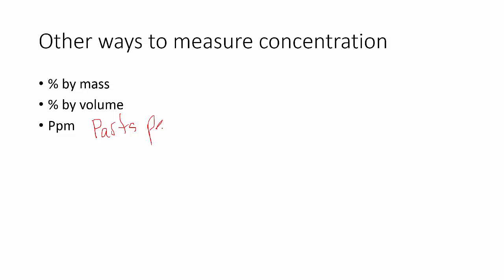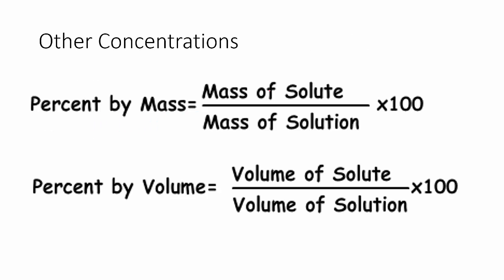Mr. Donahue here again, and we're going to take a look at other ways to measure concentration. In the last video, we talked about molarity. We're going to talk about other ways to measure concentration: one being percent by mass, another one being percent by volume, and the last one being ppm, or parts per million. All right, so let's take a look.